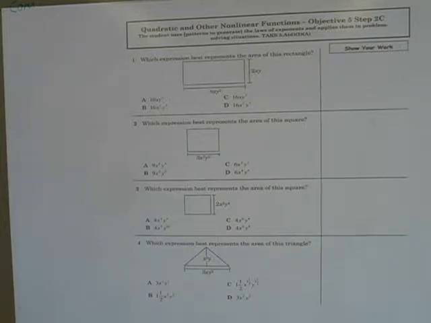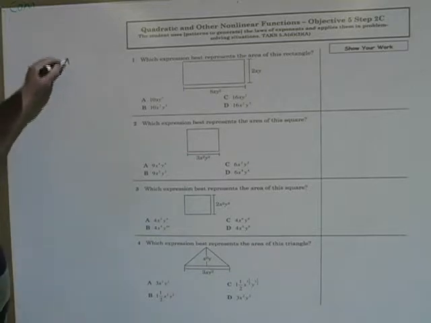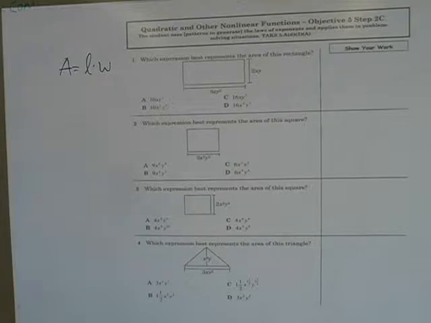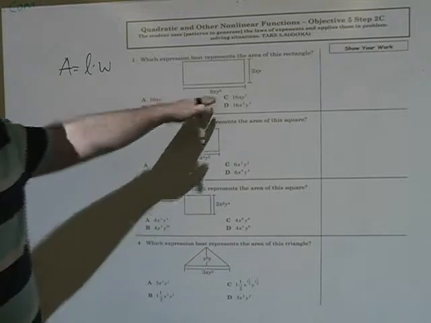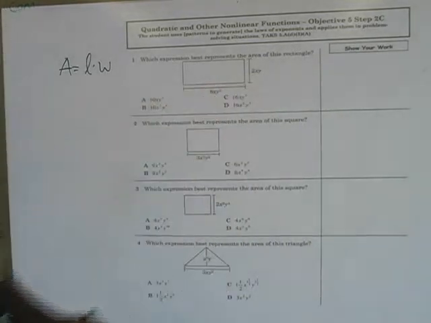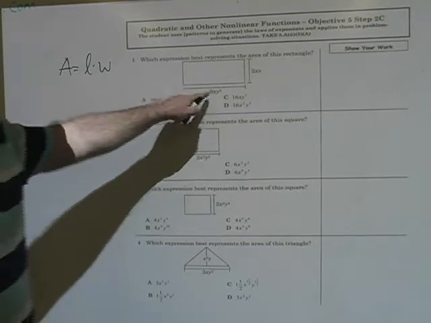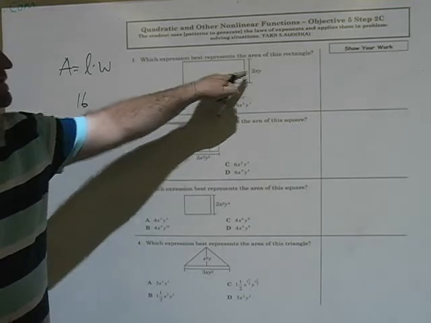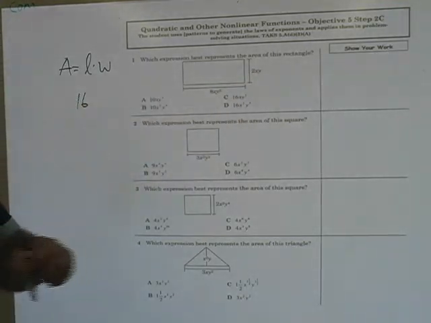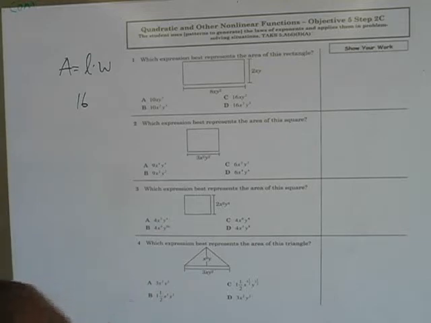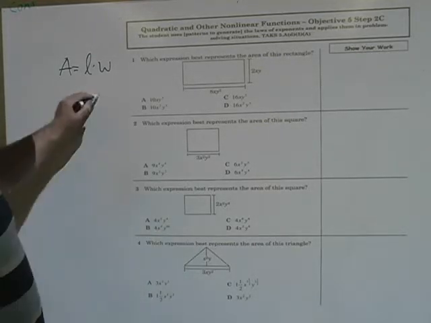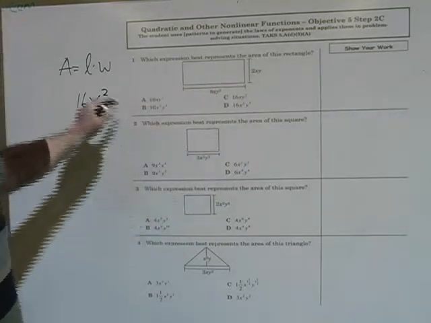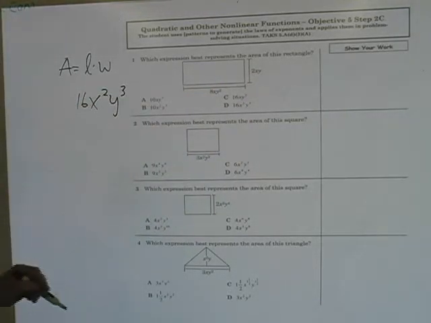Area of a rectangle. Length times width. So you're multiplying the length times the width. 8 times 2, 16. x times x. Remember, those are x to the first power, so you add the exponents. You get x squared. y squared times y is y to the third.